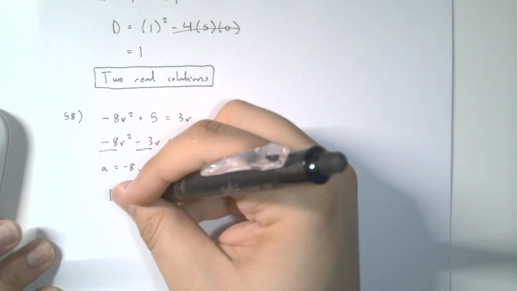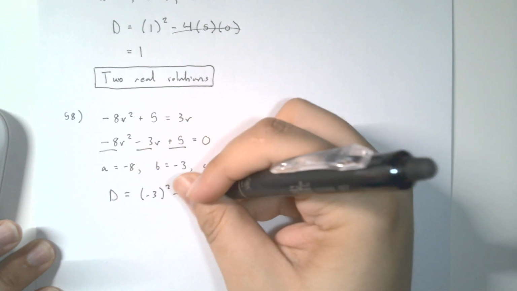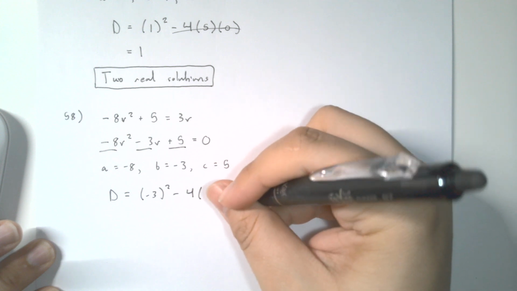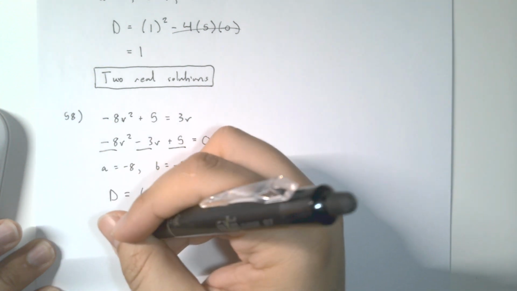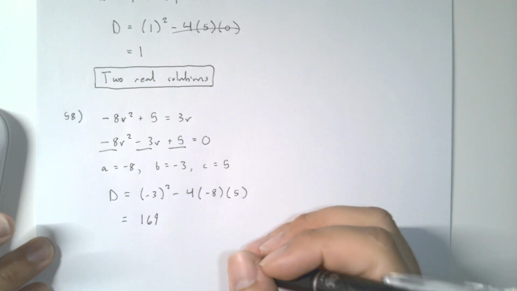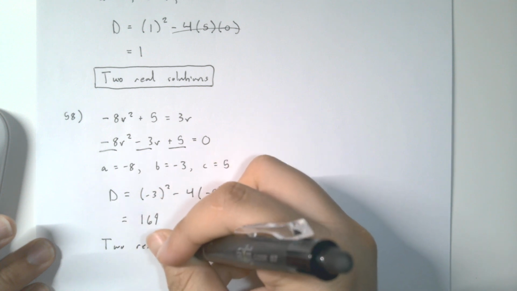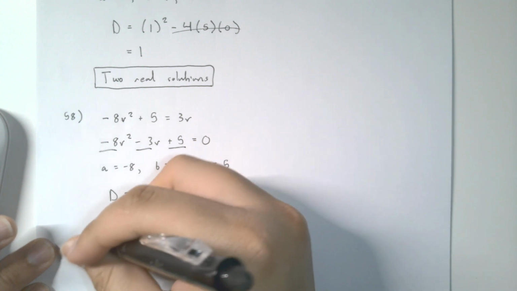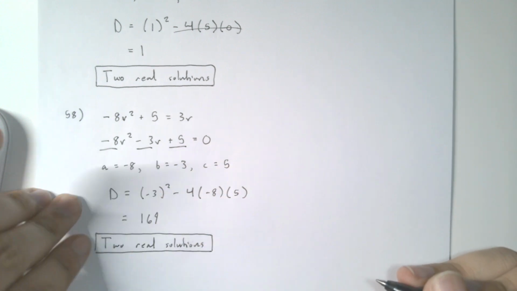Plugging into our discriminant, we have d is equal to b squared, so negative 3 squared, minus 4 times a, which is negative 8, times c, which is 5. And calculating that out, we have 169. Positive number, therefore, we have, again, 2 real solutions. Let's look at number 59.